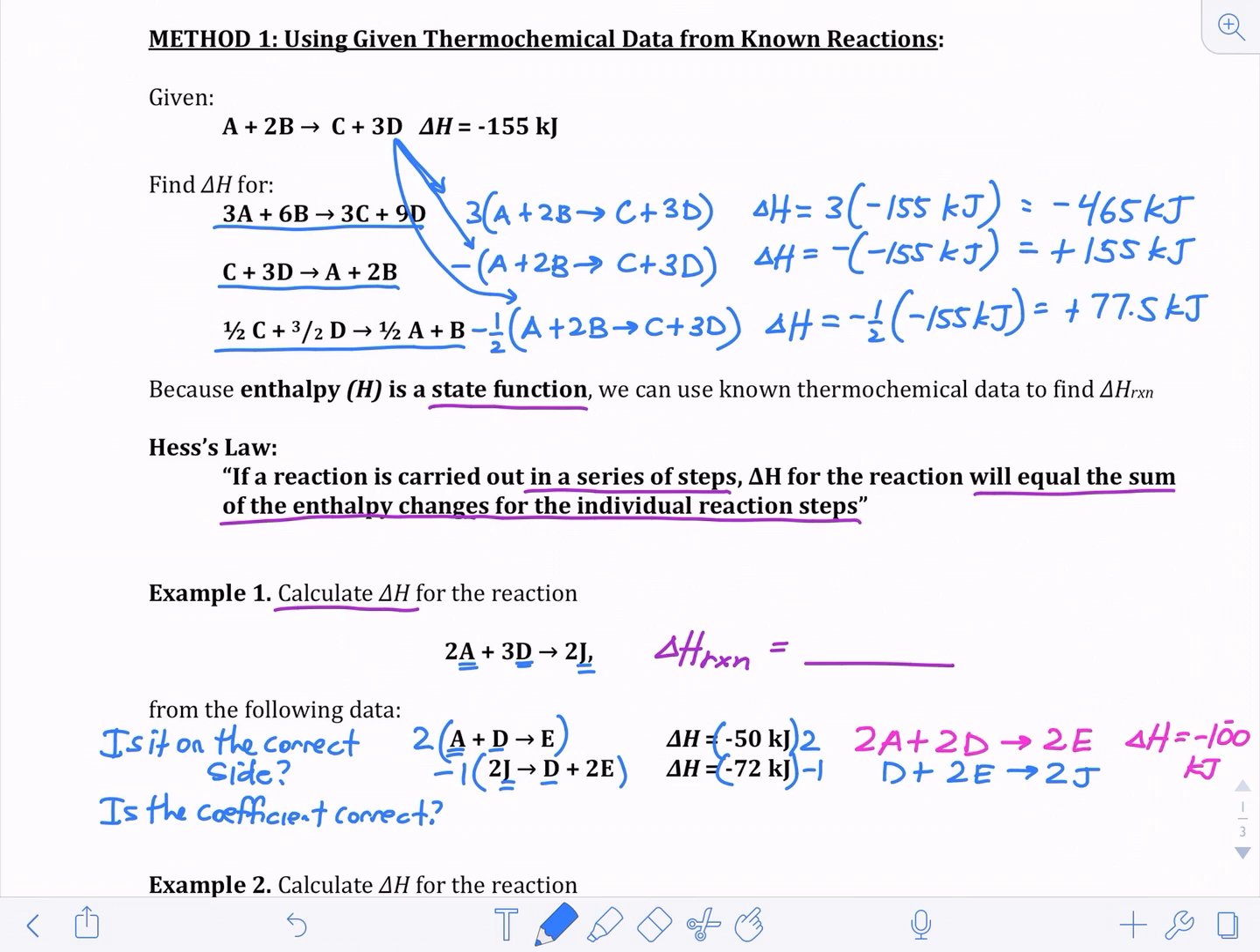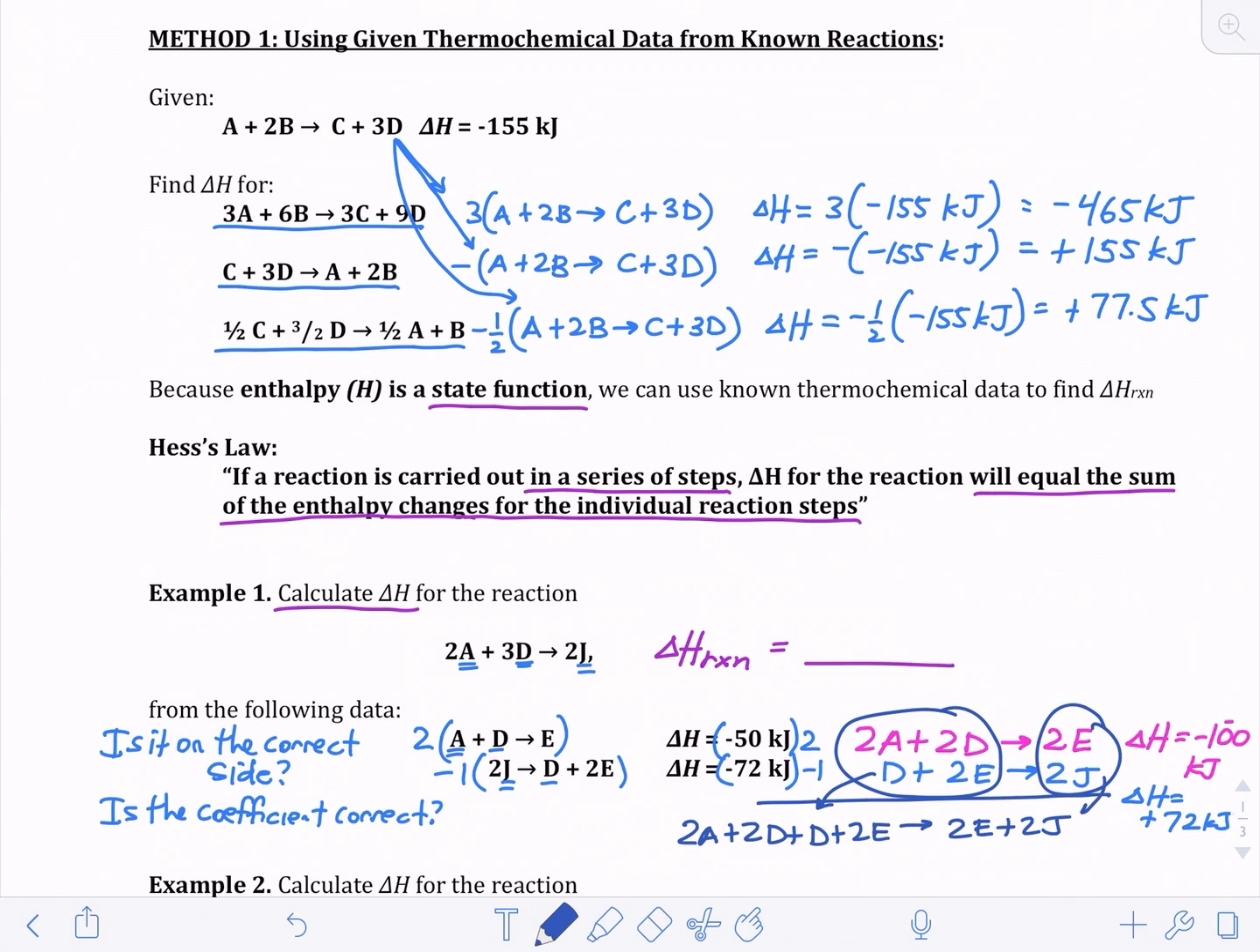And then I'm going to flip my delta H, plus 72 kilojoules. And so then I'm going to add up my equation. So I'm going to say, okay, I have 2A plus 2D plus D plus 2E as reactants. Everything on this reactant side ends up here. And then I have 2E plus 2J on my product side. Everything on my product side ends up here.